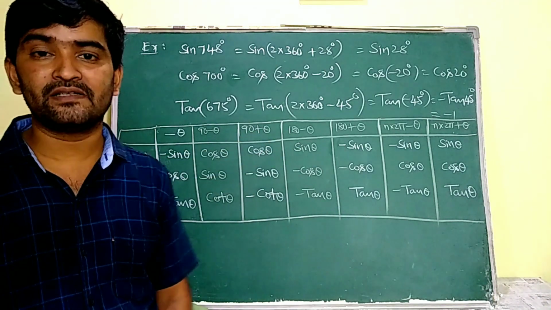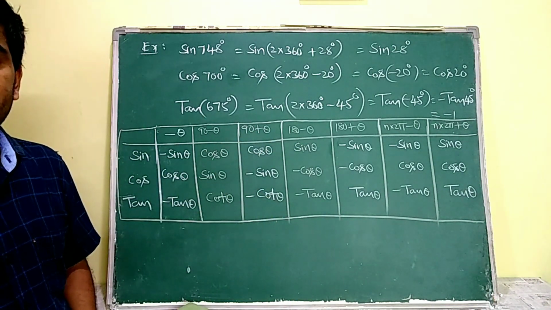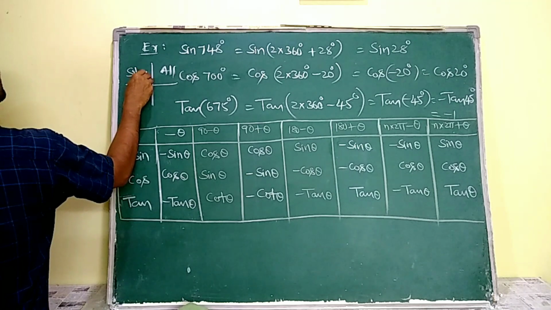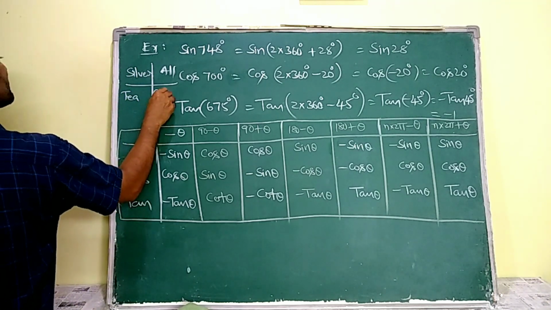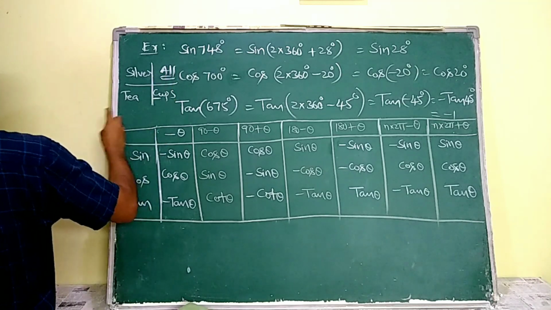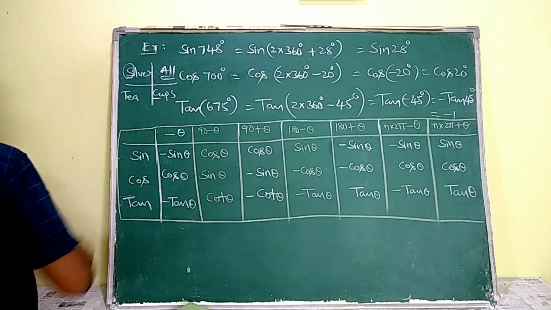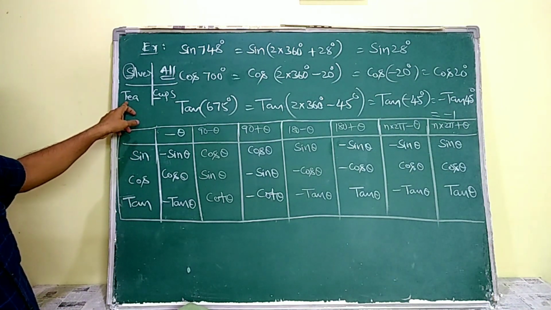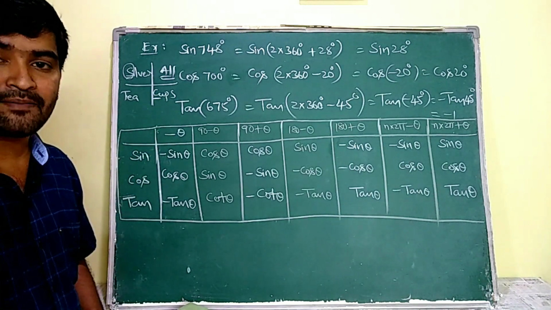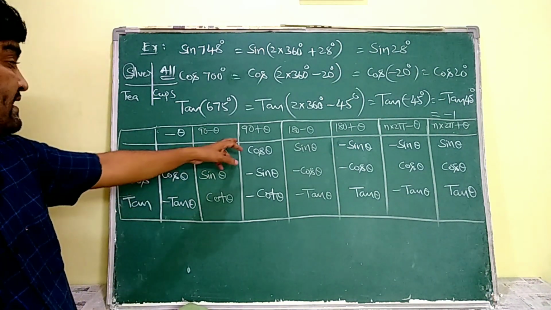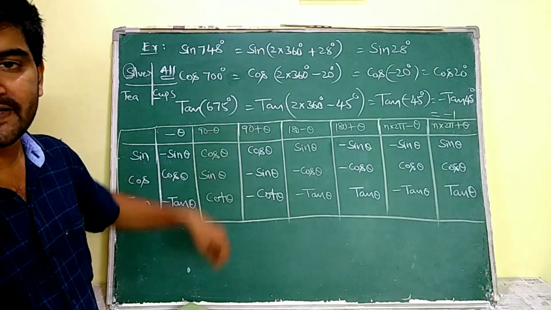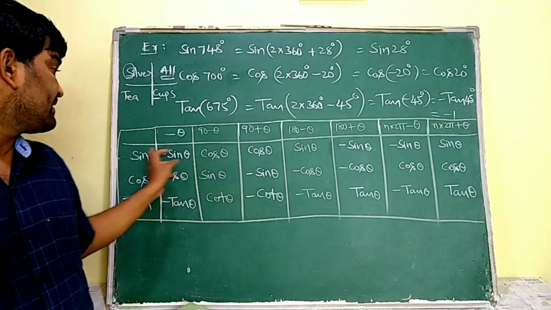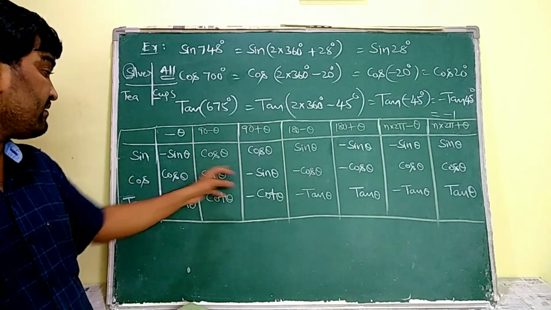See, 90 plus theta belongs to the second quadrant. We discussed it like this: all silver teacups. In the first quadrant all trigonometric ratios are positive. In the second quadrant sin and its family is positive. In the third quadrant tan and its family member cot is positive. In the fourth quadrant cos and its family member secant are positive. So 90 plus theta belongs to the second quadrant. In the second quadrant sin and its family member cosecant are positive, and the rest are negative. That's why, see, the sin value is positive here, while cos and tan become negative.